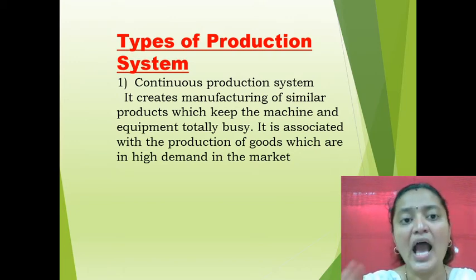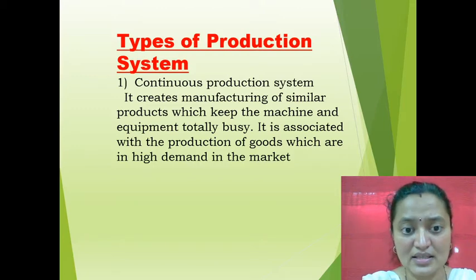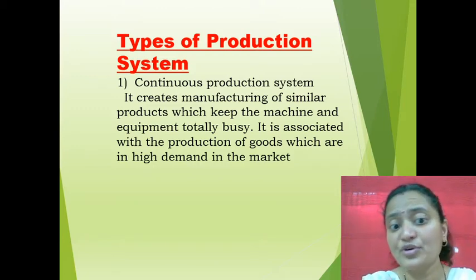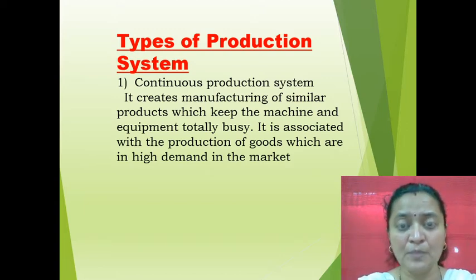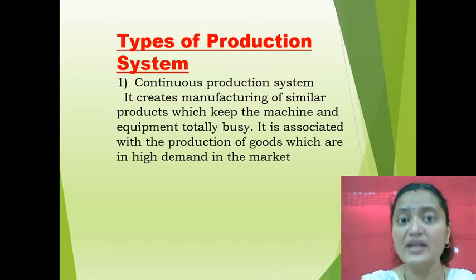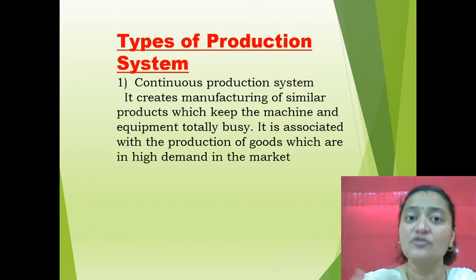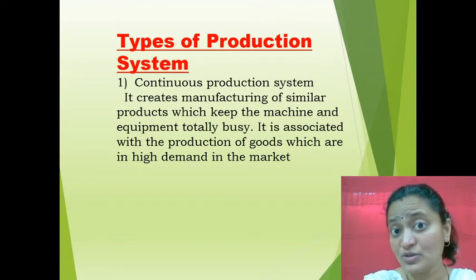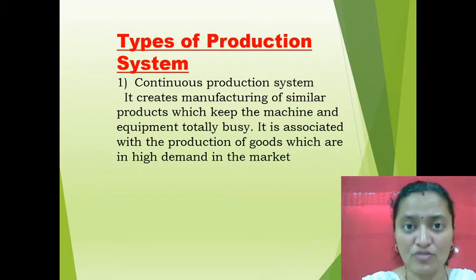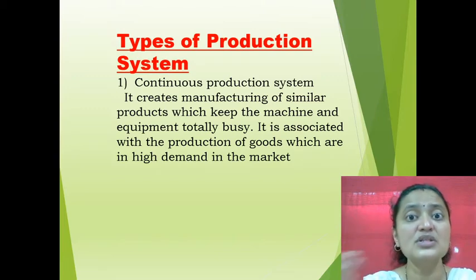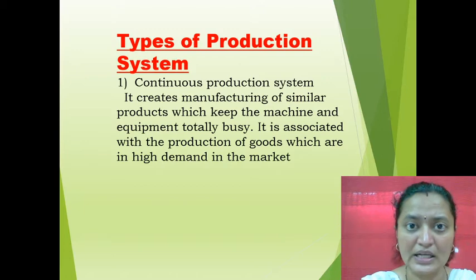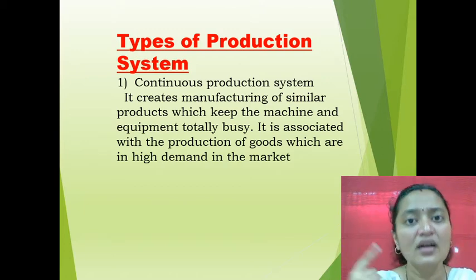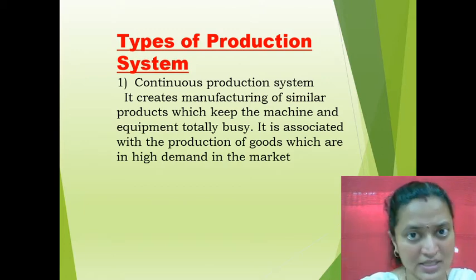And also, you can understand that it is associated with the production of goods which are in high demand in the market. For that, it is associated with such production of goods where customers will be demanding more of that particular product in the market. So that is called a continuous production system.